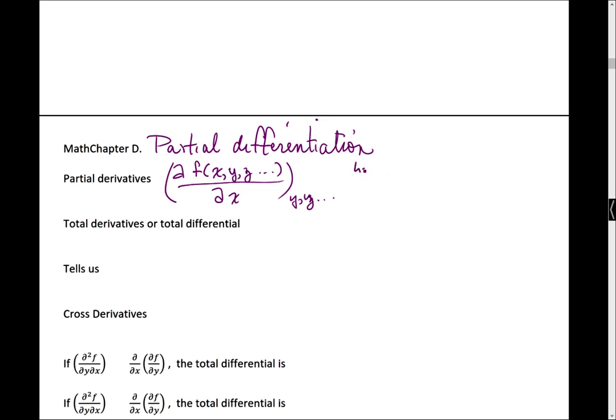So it's how the function changes due to an infinitesimal change in one variable.